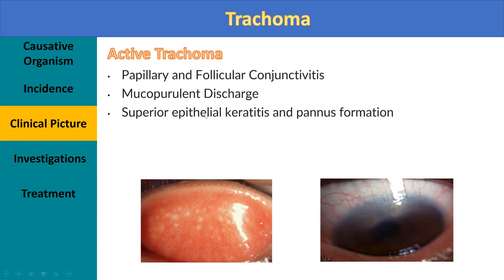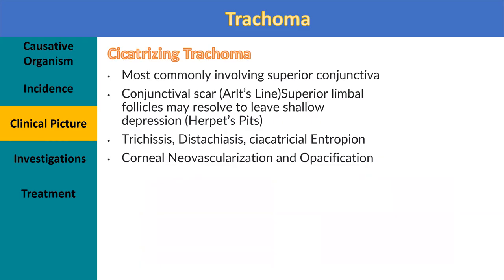Pannus will take some time, but the main manifestations of active trachoma will be acute papillary and follicular conjunctivitis and mucopurulent discharge. So this means that these patients could have acute follicular conjunctivitis caused by trachoma. If the patient was treated and the disease recurred, or if the patient was not treated, he will develop the cicatrizing trachoma. So the cicatrizing trachoma is where the disease will show its complications.